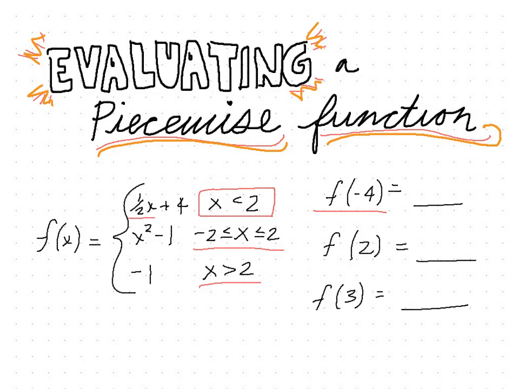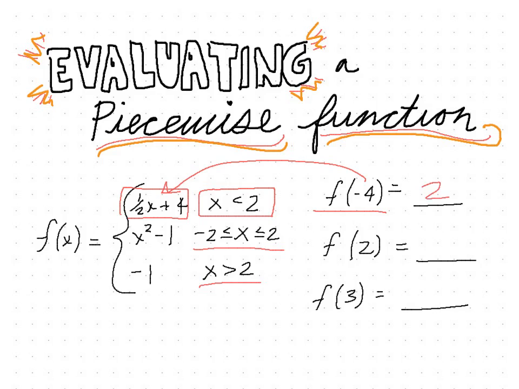Okay, so that means that we're plugging into this function. So we plug in negative 4 for this x value. So we do 1/2 of negative 4, which is negative 2, and we add 4 to it, and we get 2. Alright, let's look at the next one.